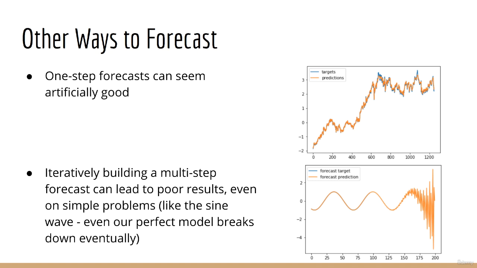On the other hand, doing a multi-step forecast iteratively, using the model's own predictions, can lead to poor results, even on simple problems like the sine wave. Even a nearly perfect sine wave model eventually breaks down due to the buildup of numerical precision errors.